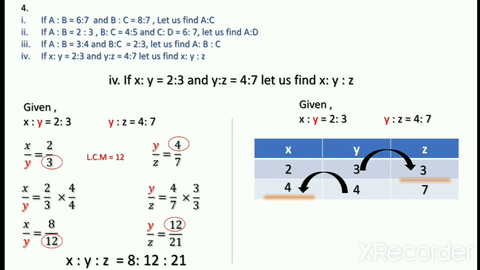Done. Now, these two terms which you see for x, we have 2 and 4. 2 and 4 will get multiplied and we get 8. 3 and 4 also will get multiplied and we'll get 12. And 3 and 7 will get multiplied and we get 21. And you see the ratio is 8 is to 12 is to 21. So this is a much shorter way to solve this kind of questions.